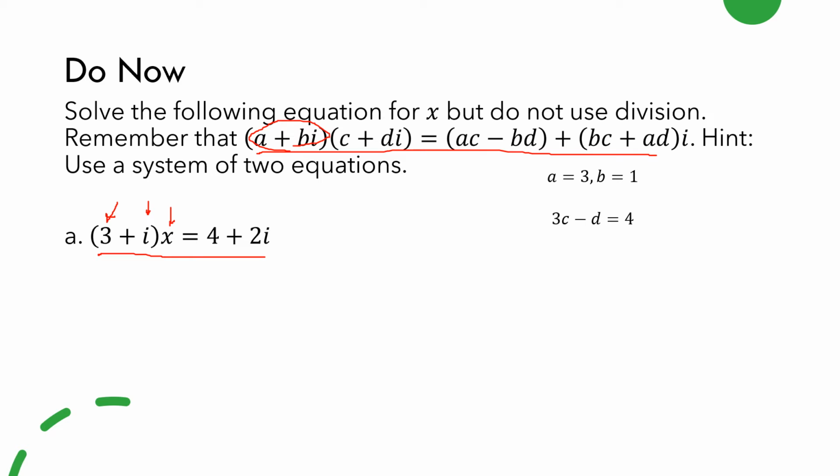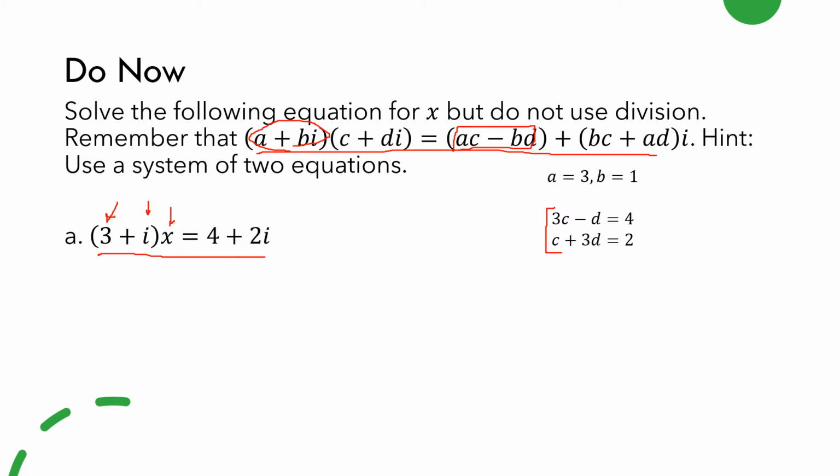Plugging into our right-hand side, we have ac - bd, so I put 3c - d, because we don't know what c and d are, that's what we're looking for, and bc + ad, where b was 1 and a was 3. So here are your two equations. Now we can easily solve these.